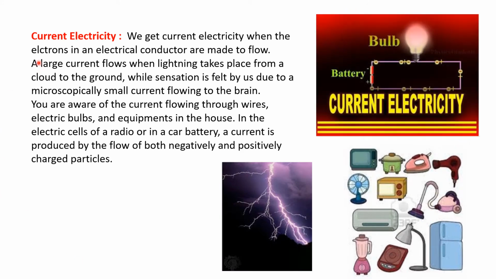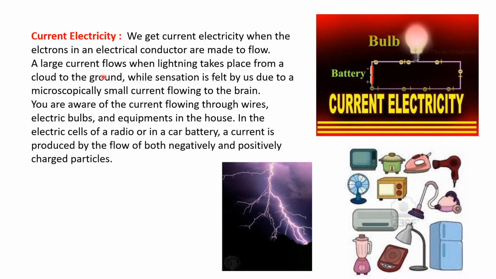Now we'll study about current electricity. See, we get current electricity when the electrons in an electrical conductor are made to flow. For example, the wire. In the wire, the electrons are made to flow. So that is called current electricity.